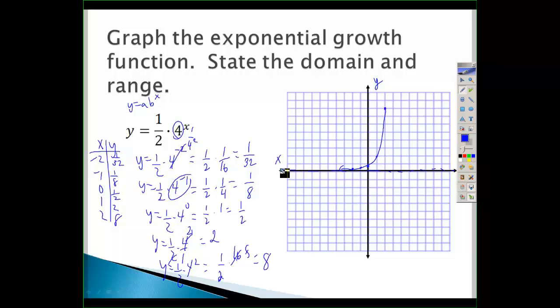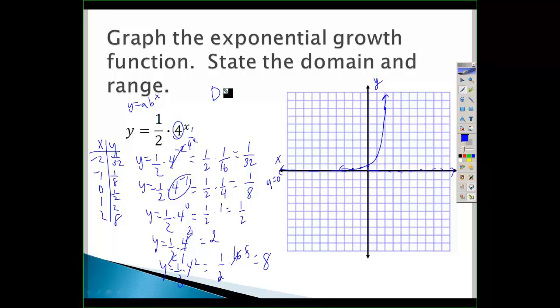It's never going to cross, and as you can see, no matter what point I pick, the bigger the negative number, I'm still not going to end up with 0. And the equation of that asymptote would be y equals 0, a horizontal line. So we've got this exponential growth function. It looks pretty good. Now all we have to do is talk about the domain and range.